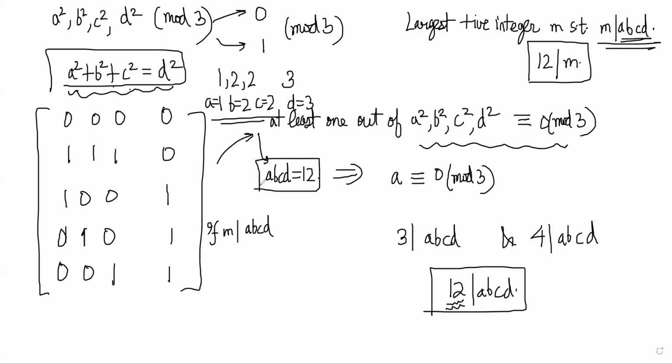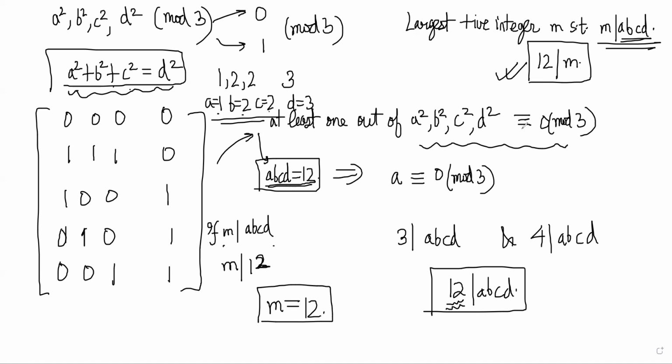And note that the question said that we have to find the largest integer m such that m divides ABCD for all values of ABCD, all values of ABCD satisfying S. So one particular set of values of ABCD is 1, 2, 2, 3. And in that case, ABCD is 12. And if m divides ABCD, we get m divides 12. So if m divides 12 and from here we get 12 divides m, that implies that m must be equal to 12. That is a common way to prove equality in number theory.